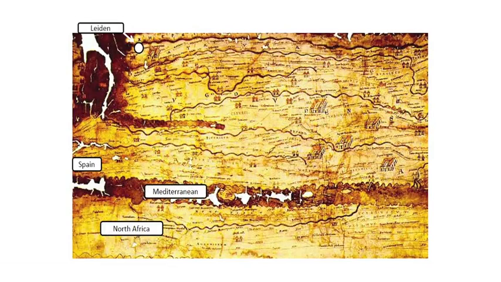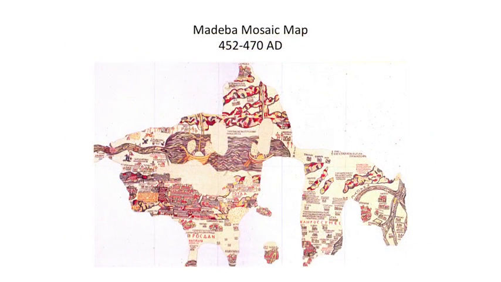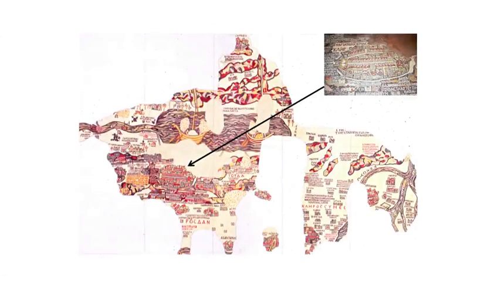Now dating from almost the same period is a mosaic map of the Middle East, discovered in 1884 in a church in Jordan. The map was intended for Christian pilgrims, and I particularly like its 3D portrayal of Jerusalem, which I've enlarged for you.